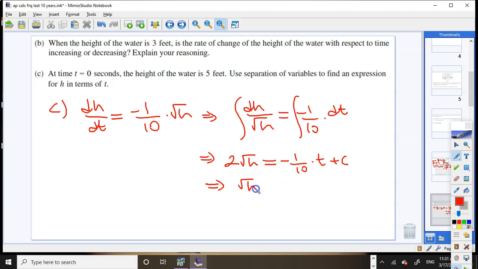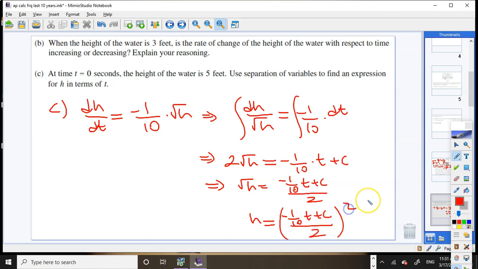So square root of h is going to be equal to negative 1 over 10 t plus c divided by 2. So we've got to get rid of the square root, so we're going to square each side. So we get h equals negative 1 over 10 t plus c, divided by 2, to the power of 2. So basically, this is the general solution. This general solution is going to give us the height of the water at any time.